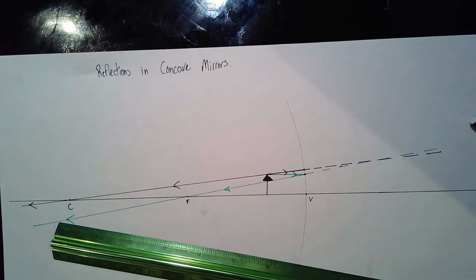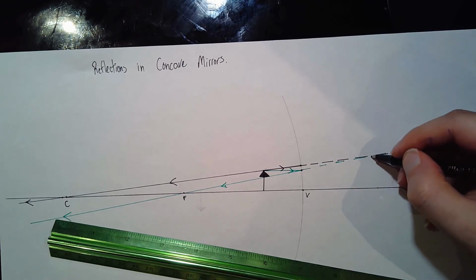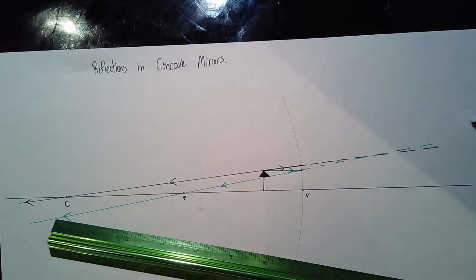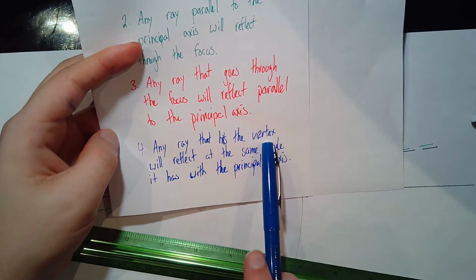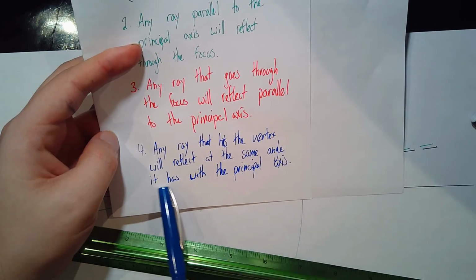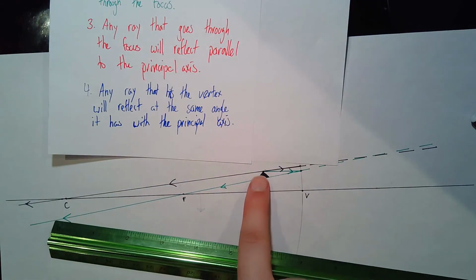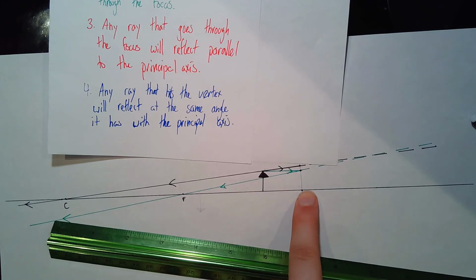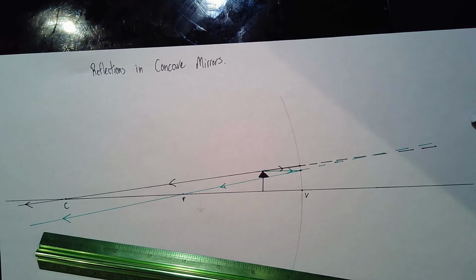I am going to do one more, right? In principle, we could just stick our arrow right here and be done with the problem, right? But I am going to just show one more just for the sake of showing a variety of the rays that you could have drawn. So let's look at rule number 4. Any ray that hits the vertex will reflect at the same angle that it has with the principal axis, right? So all that's saying is that this ray that hits the vertex will bounce off with the same angle. So let's draw that one.